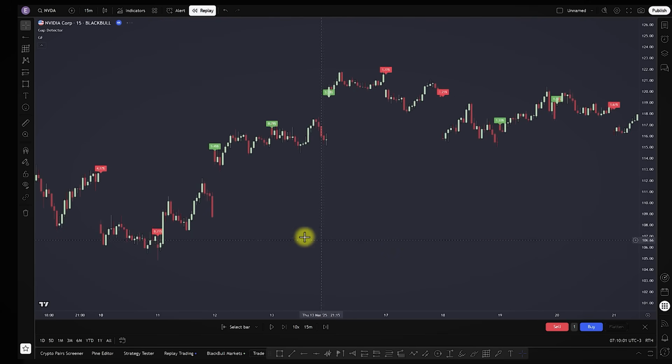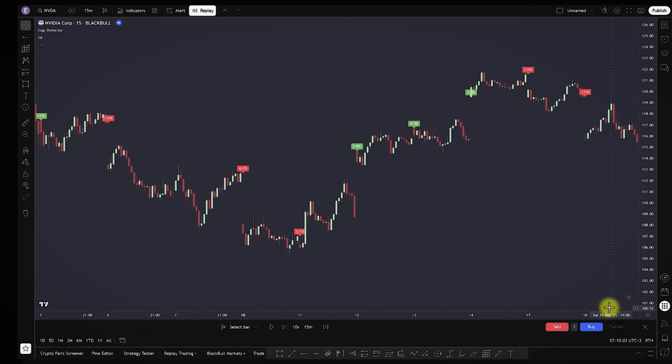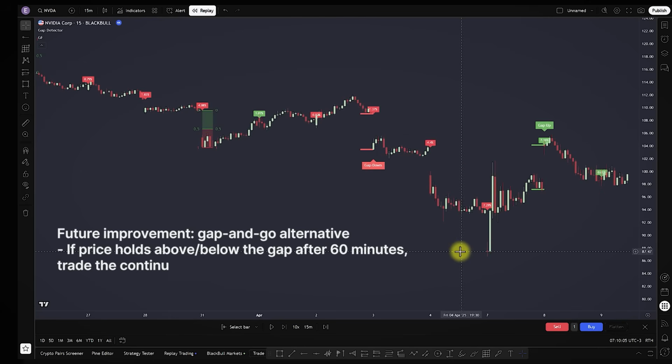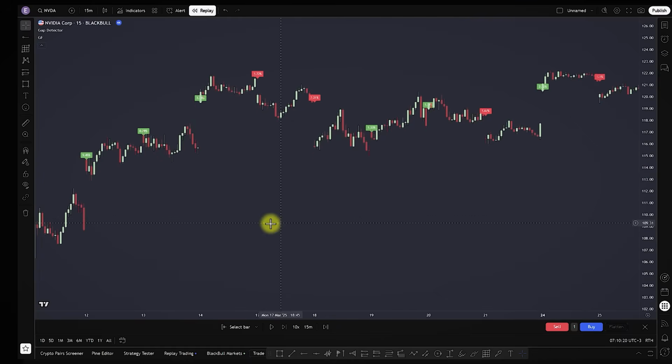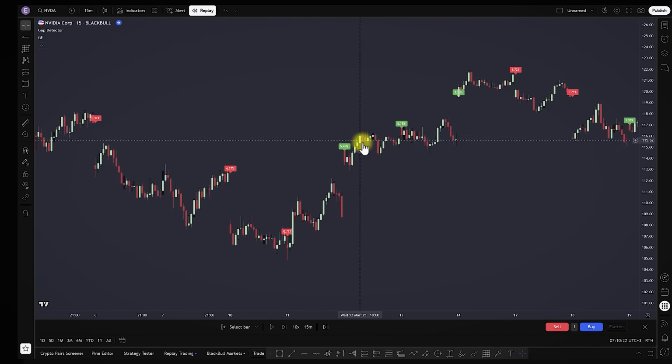The indicator also helps with gap and go setups. Sometimes gaps don't fill immediately, but continue in the gap direction. I might watch for the first hour's action. If price holds above or below the gap after 60 minutes, I will consider trading the continuation. So I will incorporate this into the code.